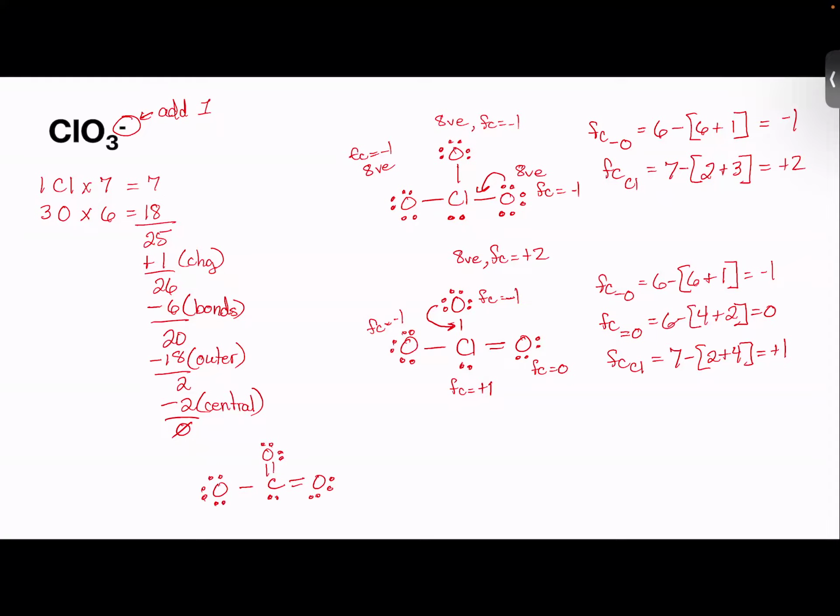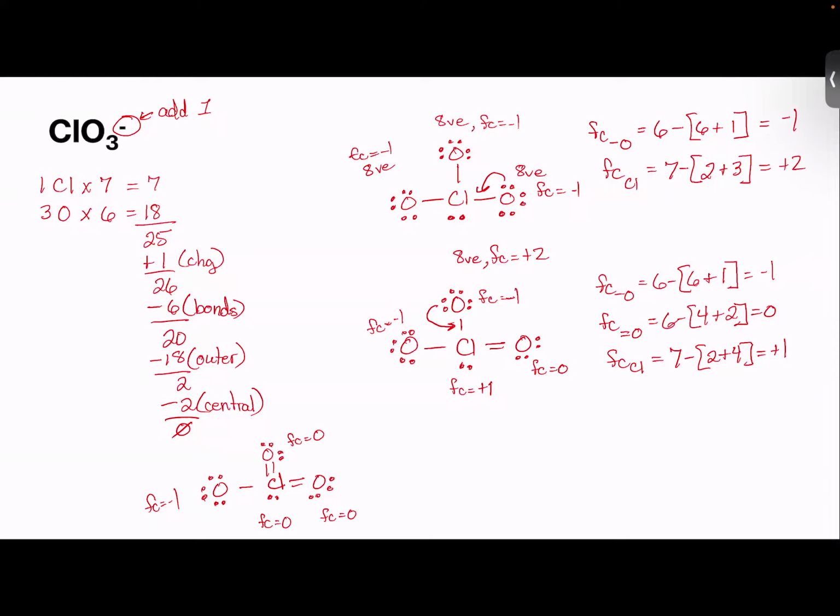And if you calculate the formal charge, you will see that we have a formal charge of -1 on the oxygen that's single bonded. We have a formal charge equal to 0 on both of the oxygens that are double bonded. And now we have a formal charge equal to 0 on the chlorine as well. So we have minimized the formal charge. We got it as close to 0 as possible.